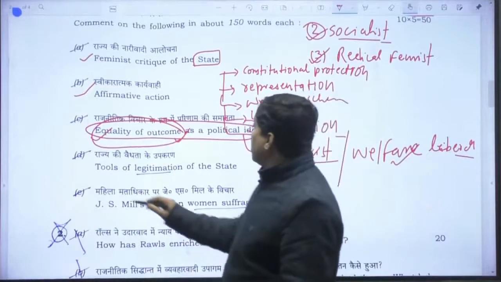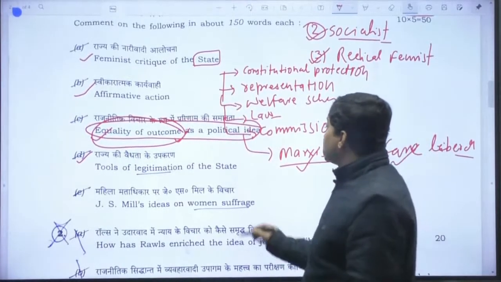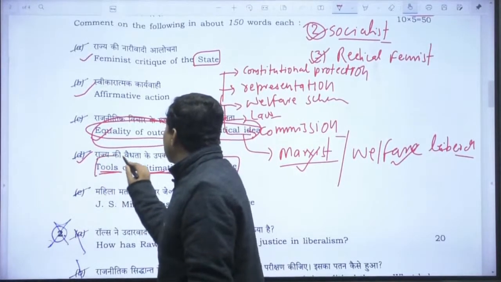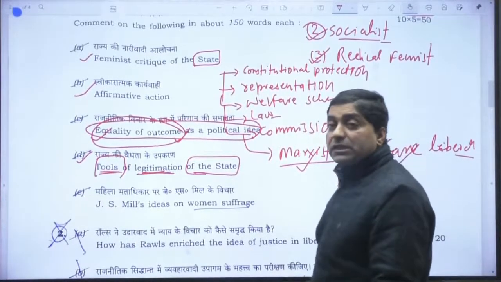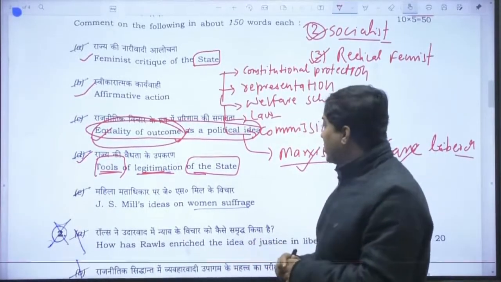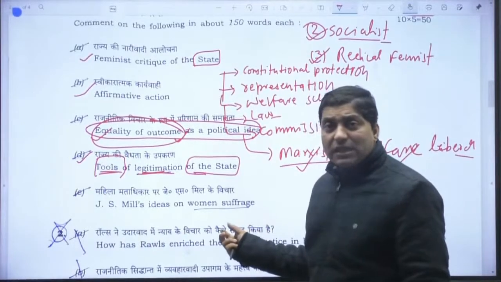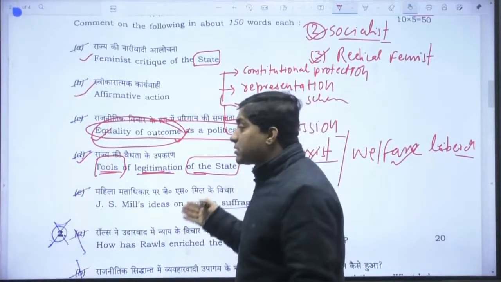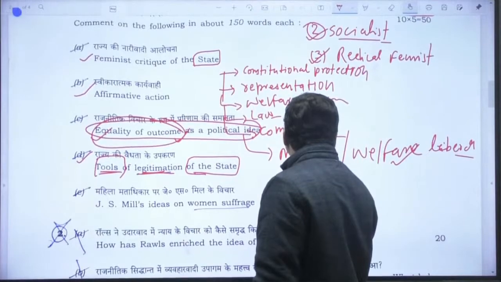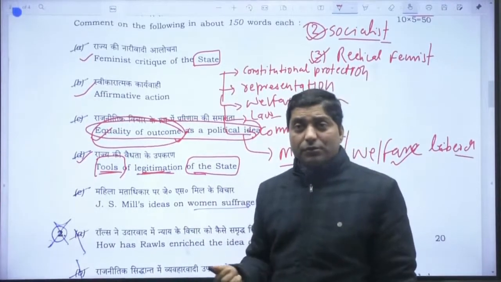Now come to the fourth, tools of legitimation of the state. Now here see how the state establishes its legitimacy. What are the tools the question is asking about? What are the tools through which the state establishes its legitimacy? Here you can see the Marxian concept. You can put the Gramscian notion of hegemony, right? The state needs legitimacy, and there are various grounds of legitimacy. For example, election. Election is one instrument or tool to get legitimacy, to take the consent of the people, right?